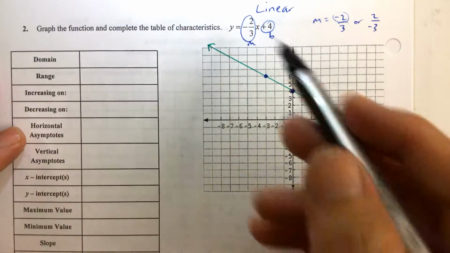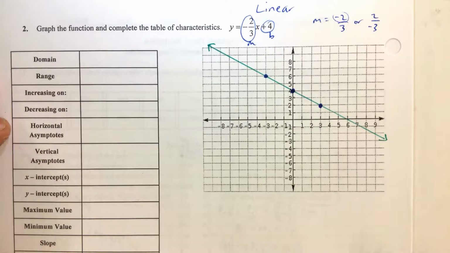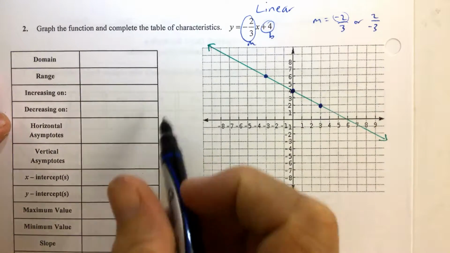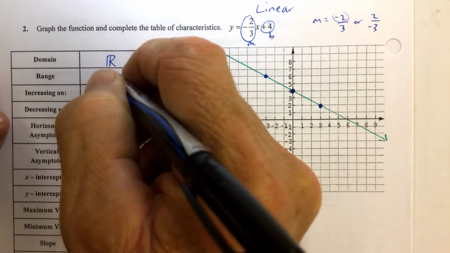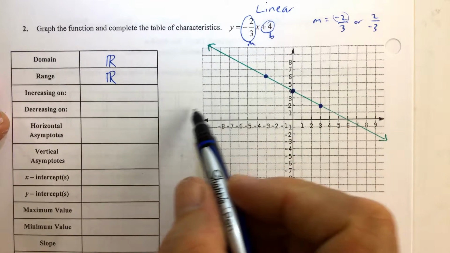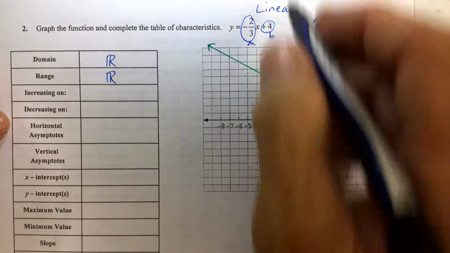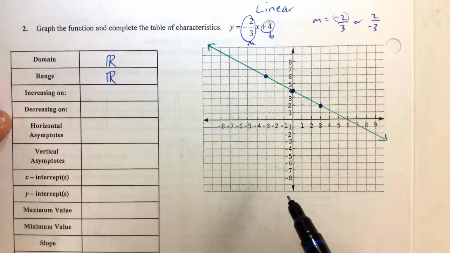Whenever you graph a linear function, just go ahead and plot the y-intercept, and from that y-intercept find another point using the slope. The domain and range of a linear function is always going to be all real numbers, because as you can see, all of the x values are being used to graph this function, and so are the y values. The y values are going from negative infinity to positive infinity in the vertical direction.